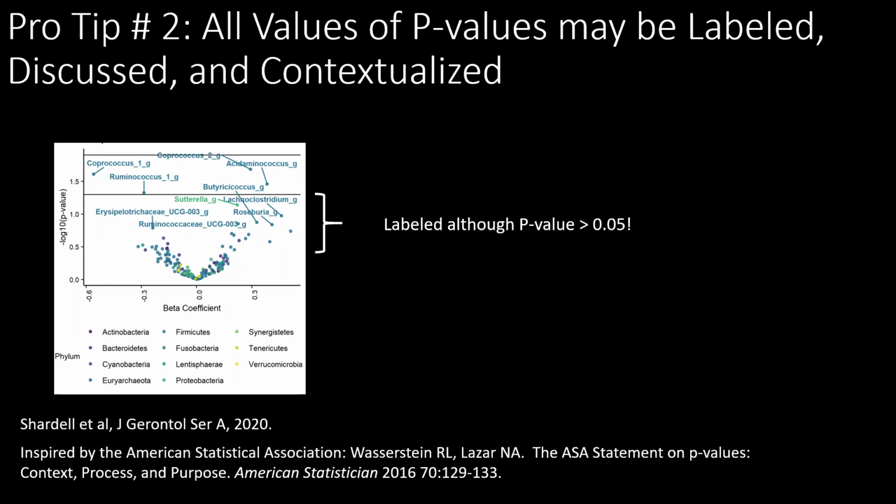The second pro tip is that you're allowed to report all values of p-values. Any of these could be labeled, discussed, or contextualized. So going back to this example where I had my volcano plot, this horizontal line right here is the threshold for that p-value of 0.05. Notice that I labeled some taxa that had p-values greater than 0.05, and the most amazing thing happened. I did not burst into flames. I was allowed to do that.